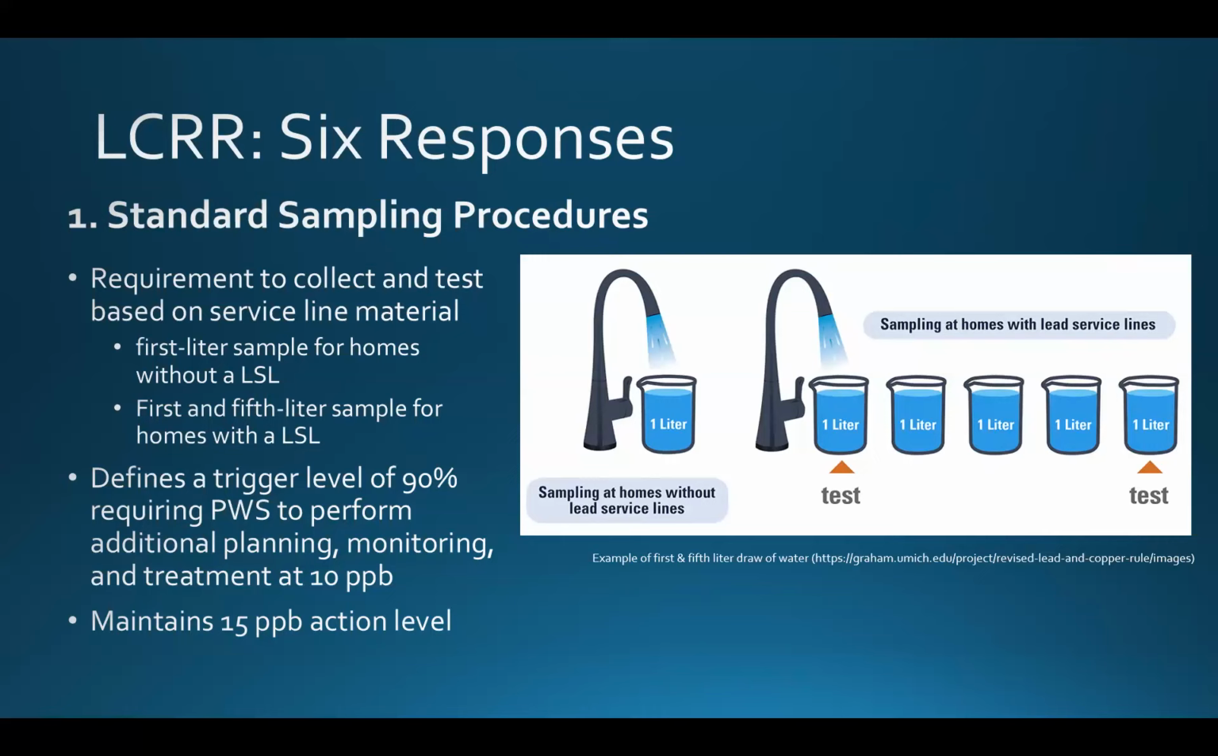Another change to the sampling procedure or sampling standard is that the lead and copper rule revision defines a trigger level of 10 parts per billion. So if a system were to reach the trigger level of 10 parts per billion, they would be required to perform additional planning, monitoring, treatment, or public education.